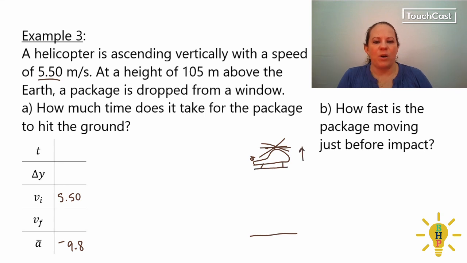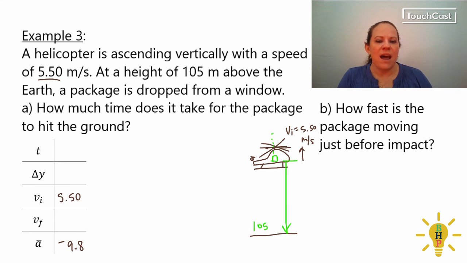It's moving upward with a velocity, VI, of 5.50 meters per second. And we're going to have this package dropped out the window. So the package is initially going to keep moving upward, and it's going to slow down and come to a stop. And then it's going to end up 105 meters below where it started.